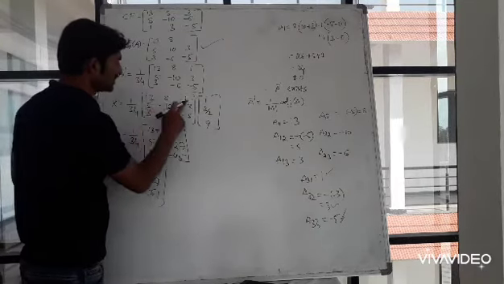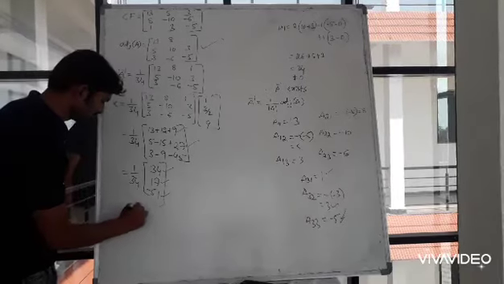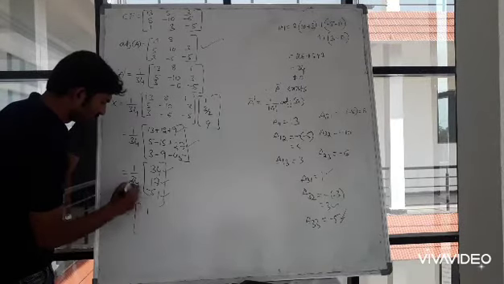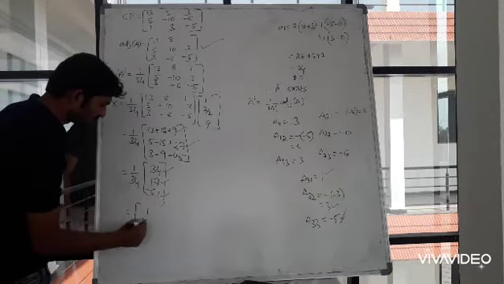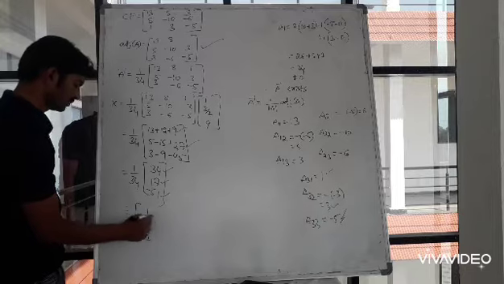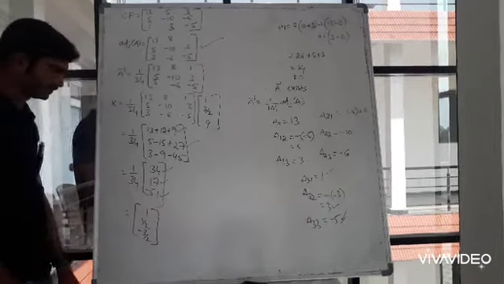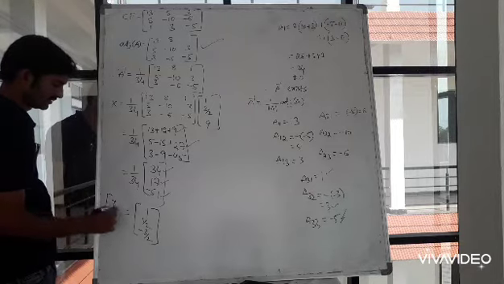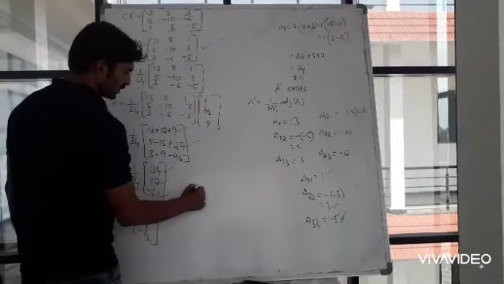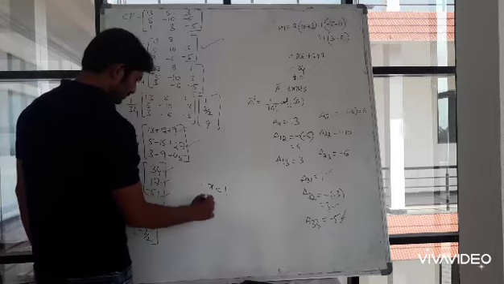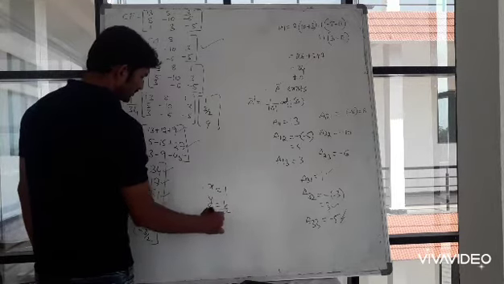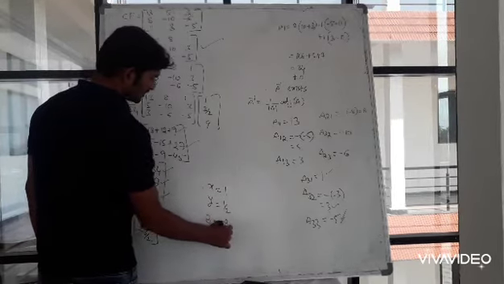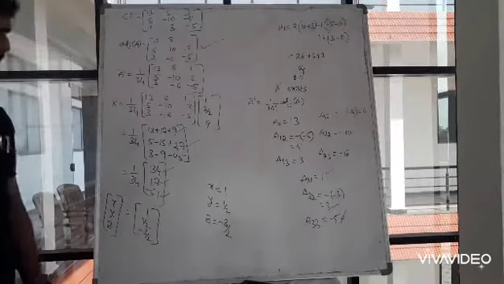Then by scalar multiplication, 17 by 34 means 1 by 2. Minus 51 by 34 means it will be minus 3 by 2. Divided by 17, here x, y, z. Therefore, by equality, x is equal to 1, y is equal to 1 by 2, z is equal to minus 3 by 2 is the answer.